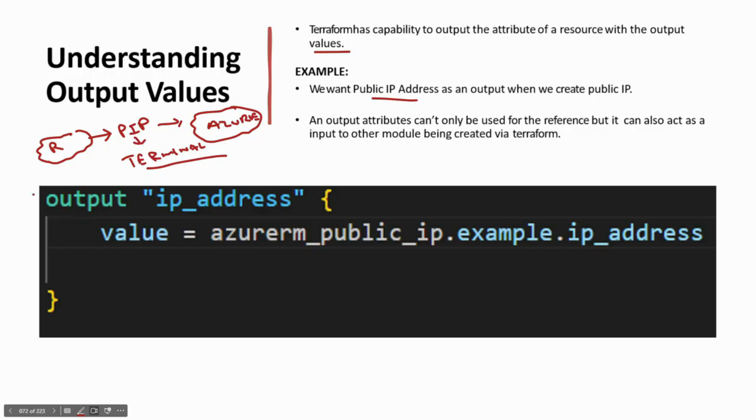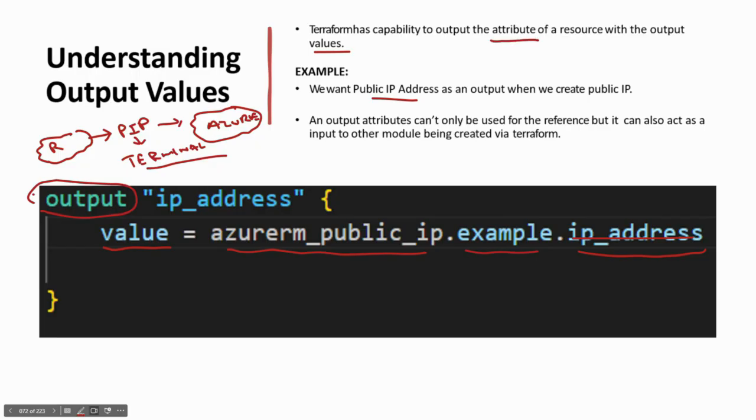If we want the IP address on our terminal, what we have to do at the end is mention the output block and the name of the output block, and we are free to choose anything. Then we mention value is equal to the resource name, then the resource local name, and the attribute we want, the IP address. If we do not mention the IP address and only mention the resource, it will have all the attributes which the public IP has.